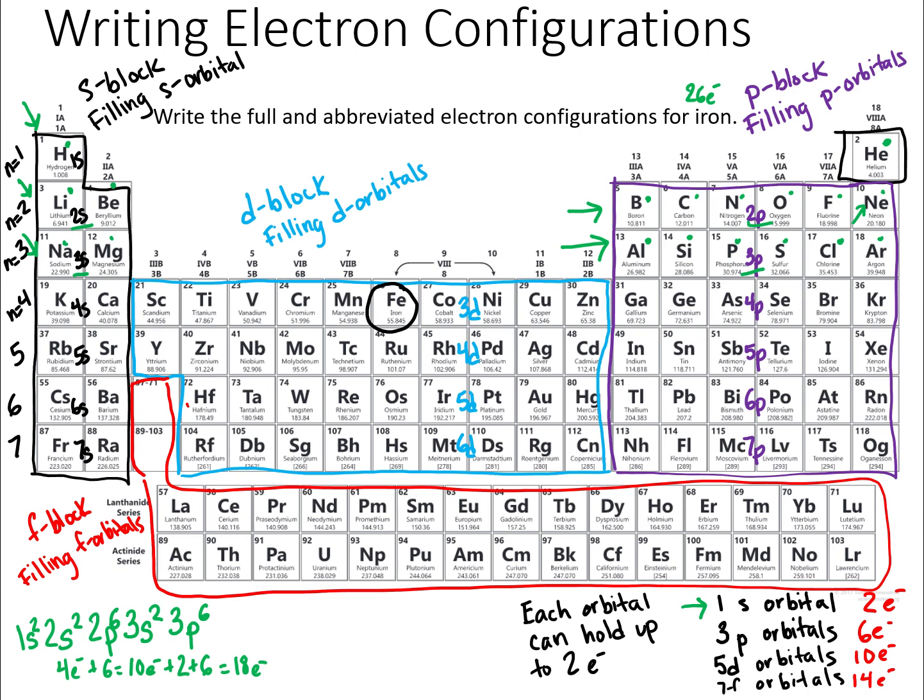So if we stopped here, we'd have argon. But that's not what we want. We need iron, and we're almost there. What do I fill next? The 4s. And we're going to put 2 electrons there.